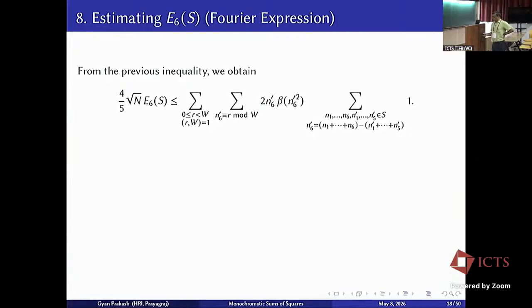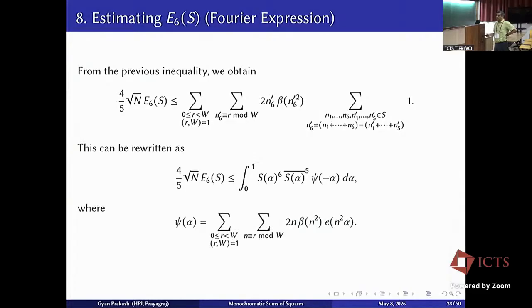Okay, so we get this inequality. Now, written this way it looks complicated, but when you write it as an integral, it becomes simplified slightly. S bar is here, fine. So S(alpha) to the power 6, S(alpha bar) to the power 5, and phi(minus alpha), where phi is this function.